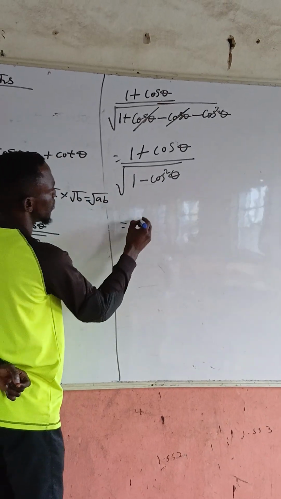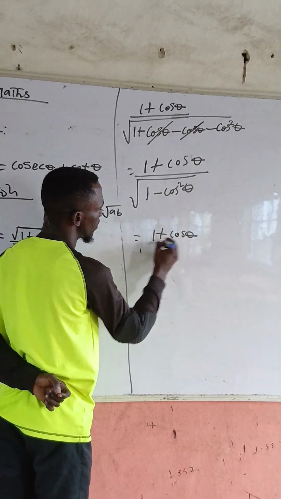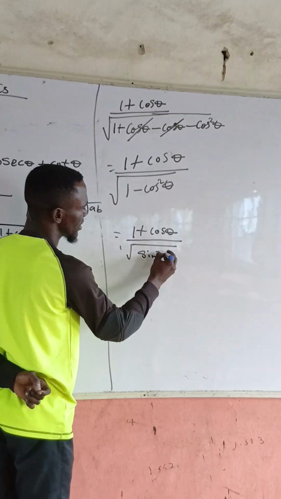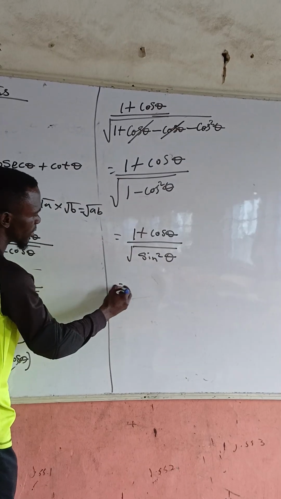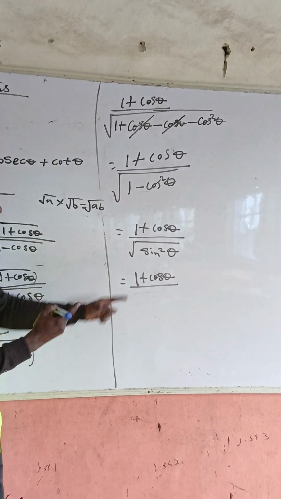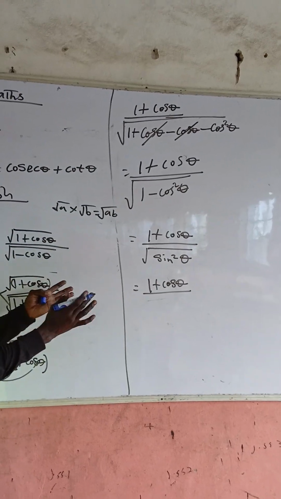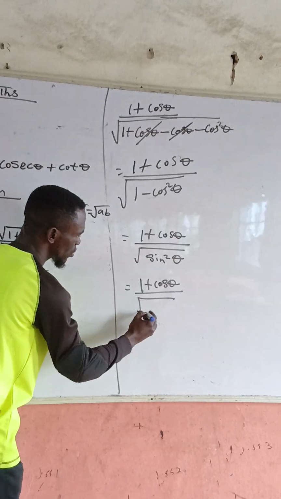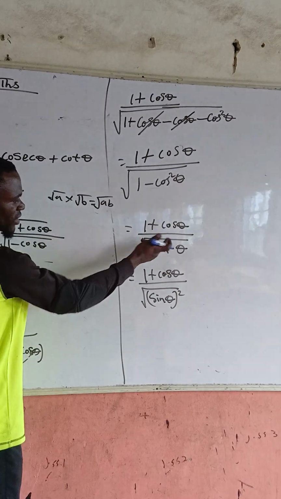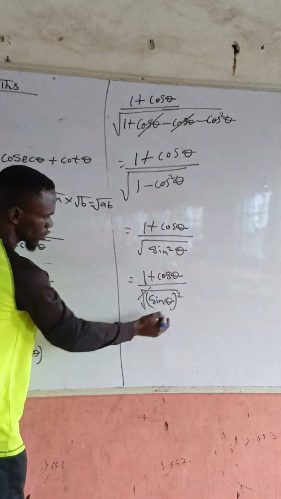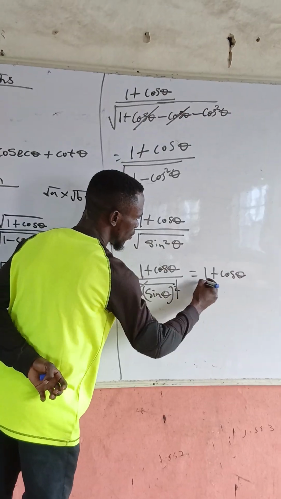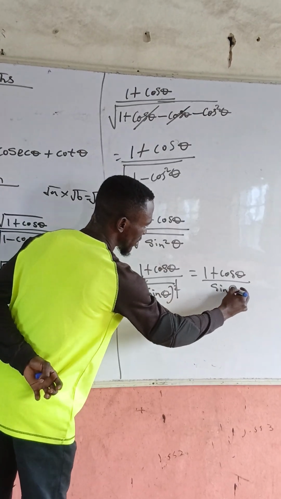So let's try this out. We're going to be having 1 plus cos theta over square root of, so it will give us what? Sine squared theta. So therefore, I'm going to be having 1 plus cos theta all over, now in this case I can see that it's all in square, in this format, like when we have square root sine theta all squared. So this square root kills the square that is here. So we're going to be having only 1 plus cos theta over sine theta.